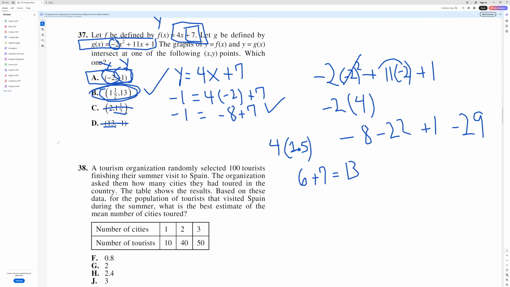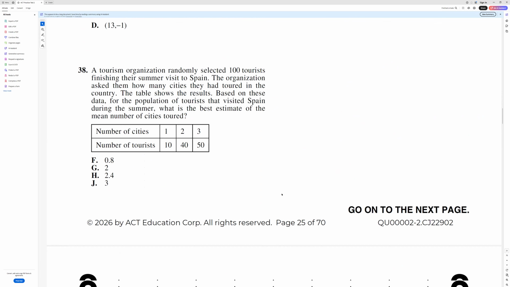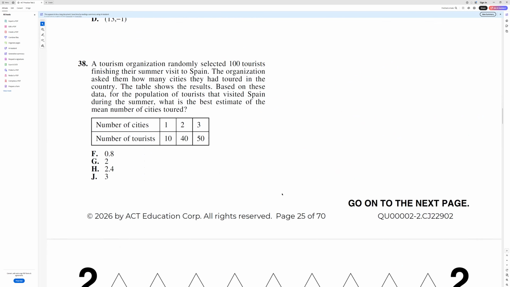All right, so cities. The number of cities is 3. I'm tired of the blue. 3 was voted by 50 people, so there are 3, 3, 3, and so on. 2 cities voted by 40 people, and then 1 city voted by 10 people. So that's going to be equal to 150 plus 80 plus 10.